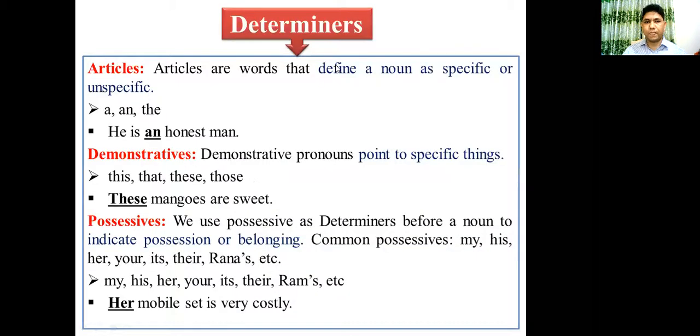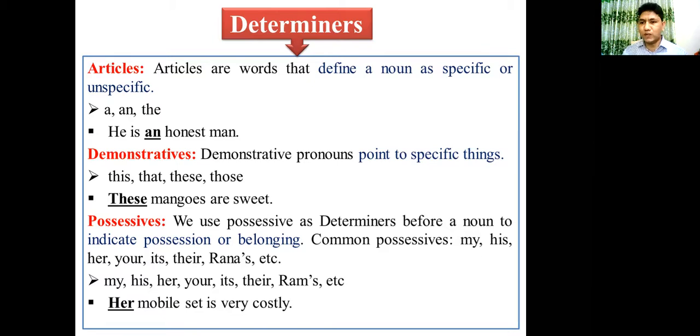Okay, determiners. We can use a determiner as a free modifier. Now the question is, what is a determiner? Determiners are the words that define a word as specific or unspecific, or definite or indefinite. We can classify determiners into a number of grammatical items like articles, demonstratives, possessives, quantifiers, and numerals. So these are the types of determiners.